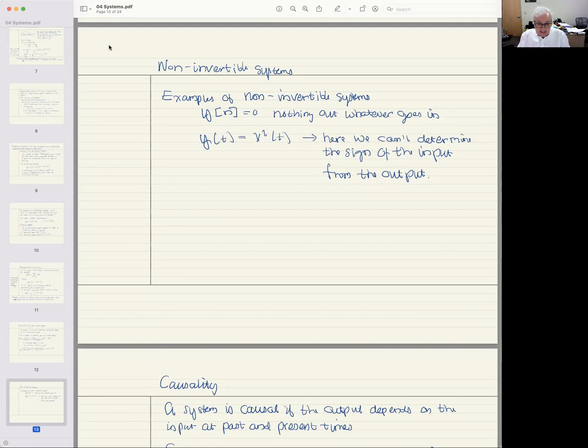But anyway, another example is where we look at the quadratic function of the input, because the input could either be negative or positive here, and we would get the same output. And so that means that this system isn't invertible.